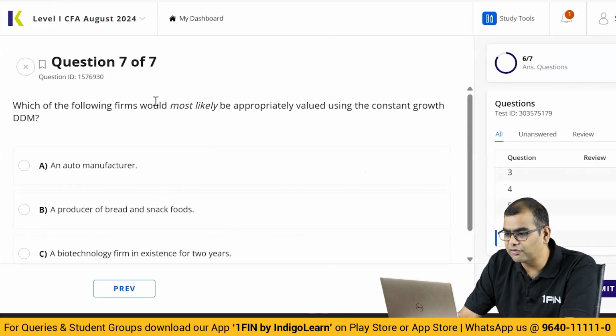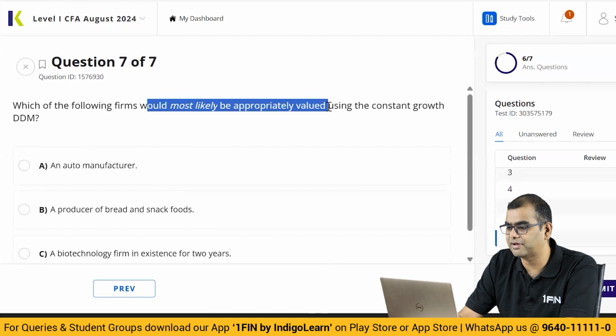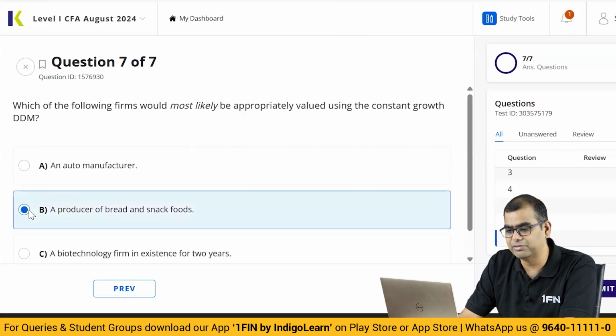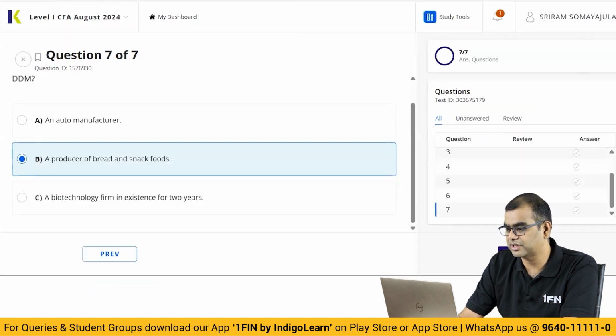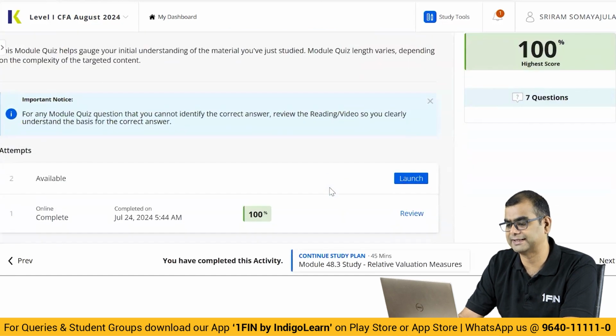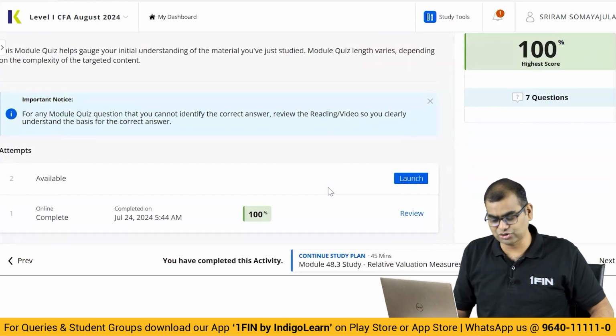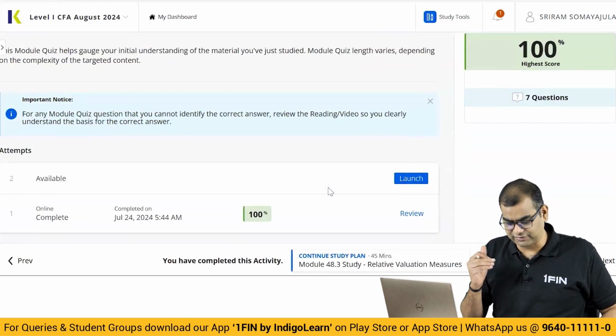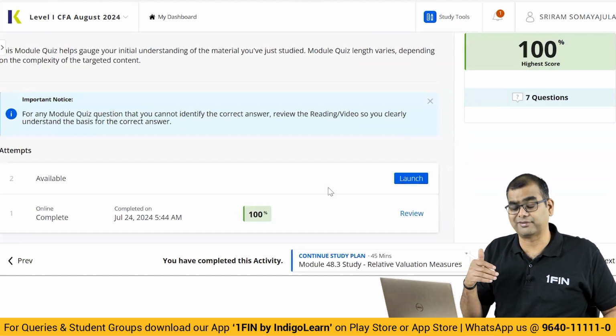Next, last. Which of the following firms would most likely be appropriately valued using the constant growth dividend discount model? Auto manufacturer, producer of bread and snacks, biotechnology firm. So biotechnology, definitely no. Auto definitely goes through cycles. So steady, stable is bread and snacks because their earnings will not change. Okay, so that is the answer. Let us see if we've got all correct or is there any issue? Yes, all correct.